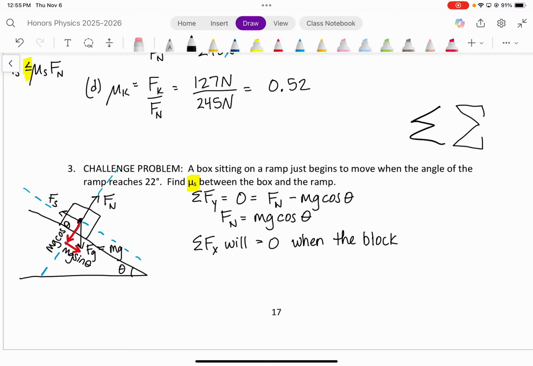All right, so the forces in the x direction are going to add up to 0 right up until the part when the block just begins to slip. So, the sum of the forces in the x direction is going to equal 0. What are those forces in the x direction? Oh, mg sine theta and Fs.